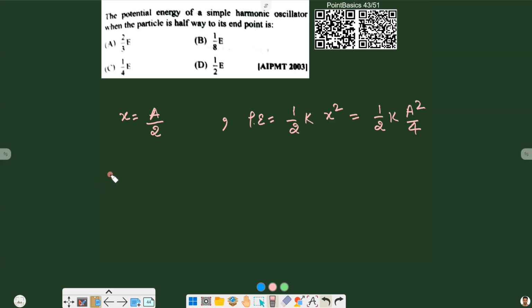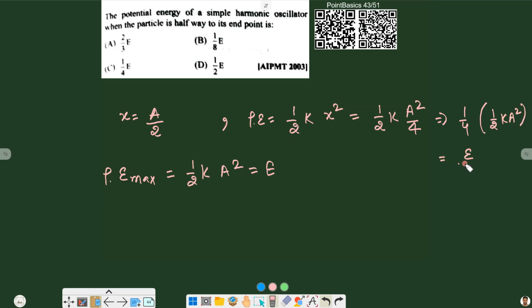and maximum energy or total energy is equal to maximum potential energy, and that will be equal to half k a square. Potential energy will be maximum when the displacement from the mean position is equal to the amplitude. So the amplitude is A, so maximum potential energy is half k a square, and that is equal to total energy. So we can write it like this: 1 by 4 into half k a square, and this can be written as E by 4. So option C fits perfectly. Moving to next question.